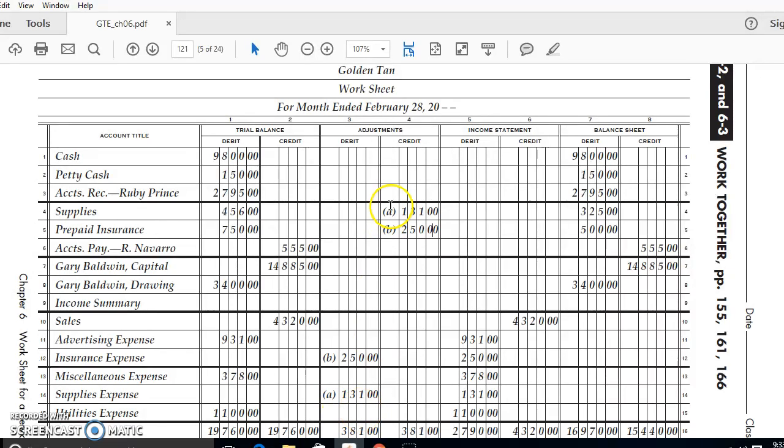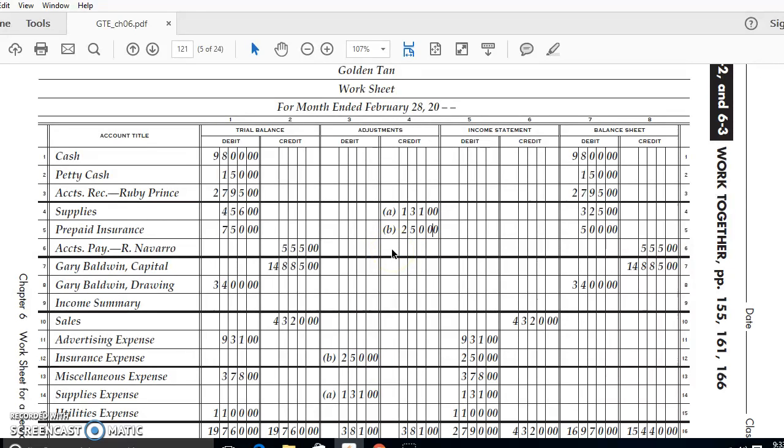This is your debit and this is your credit. Note that there's a little a in parentheses here. There's a little a in parentheses here. That's because that is A transaction. Notice that when we do the prepaid insurance, that's B transaction.